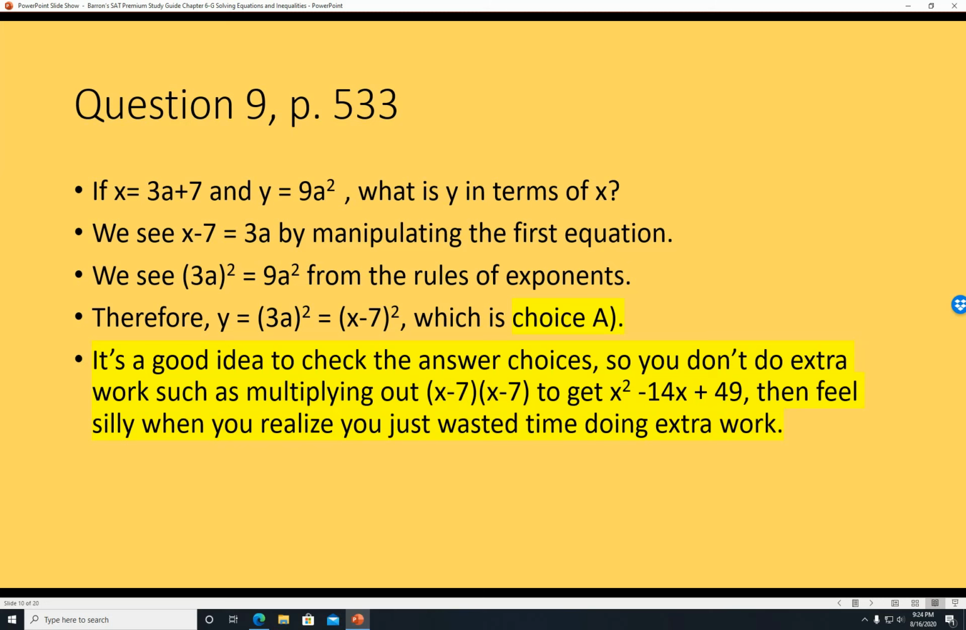It's a good idea to check the answer choices so you don't do extra work, such as actually multiplying out using FOIL to go (x minus 7) times (x minus 7), so you can end up with x squared minus 7x, outer, inner, minus another 7x, that becomes minus 14x. Negative 7 times negative 7 is 49. And then you're just going to feel silly that you did extra work when you could have just checked the answer choices and seen that you could have stopped once you got (x minus 7) squared. So don't feel bad if you do it. I do things like that all the time, but it's good to take a quick look at the answer choices to see when you can stop.